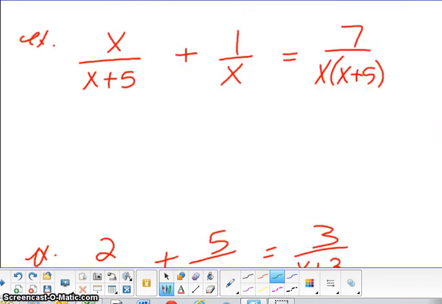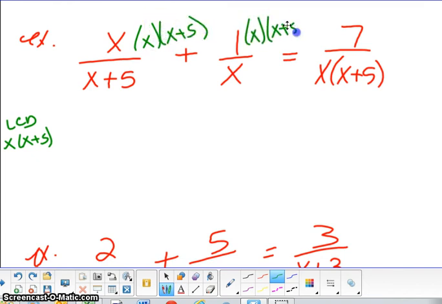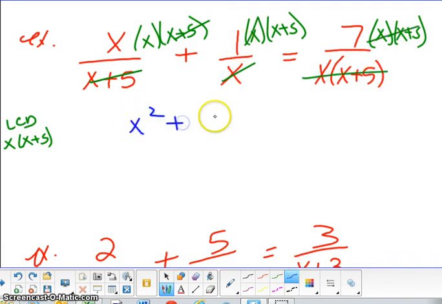And then for the next one, we're going to do one more together, and the last one is going to be on your own. The LCD for this one is going to be x and then x plus 5. We're going to multiply by the LCD, so both of them. The LCD here is x plus 5, and the LCD here is x plus 5 as well. So the x plus 5's will cancel, the x's will cancel, and all of them will cancel here, leaving me with x squared plus x plus 5 equals 7.